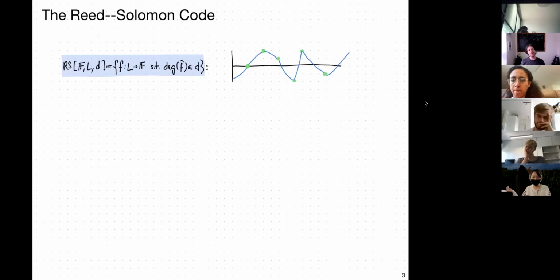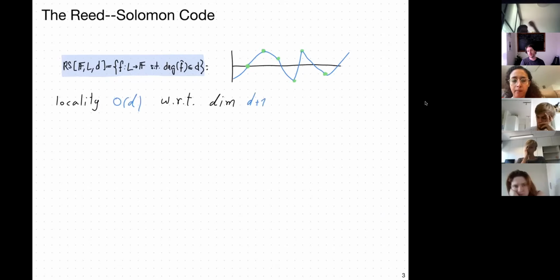Okay, and the picture that we should have with univariate polynomials is that we have this degree of freedom. We fix d+1 points, and that determines an entire polynomial in a unique way. Okay, so what do we know about the Reed-Solomon code? We have locality which is O(d). It's enough to ask O(d) queries, and using that we can test whether an arbitrary function is a low degree polynomial or not.